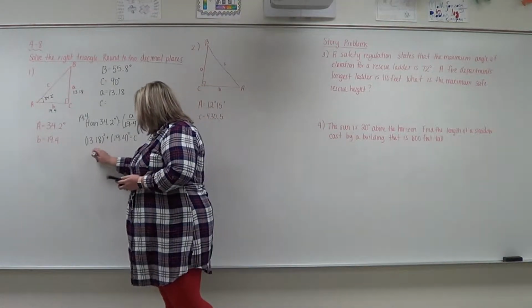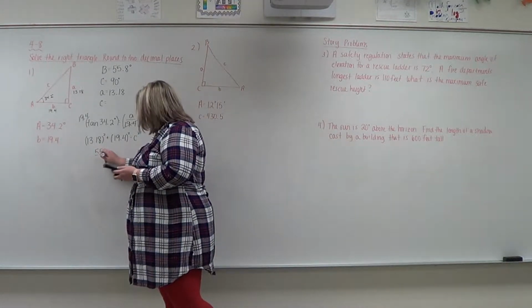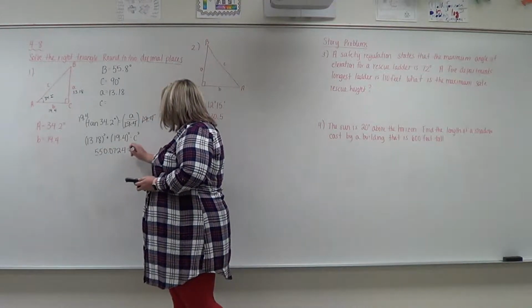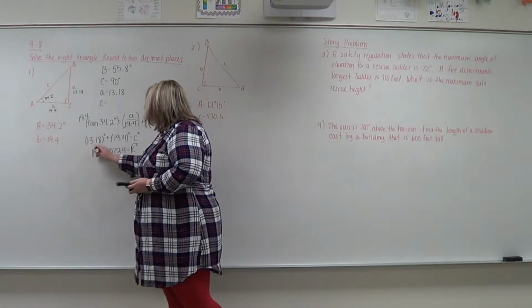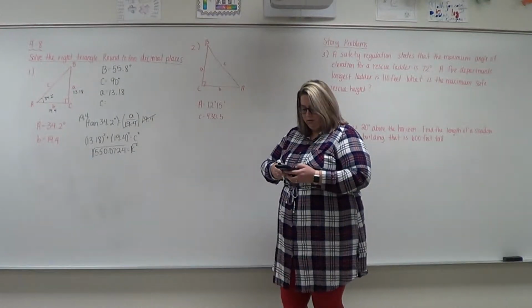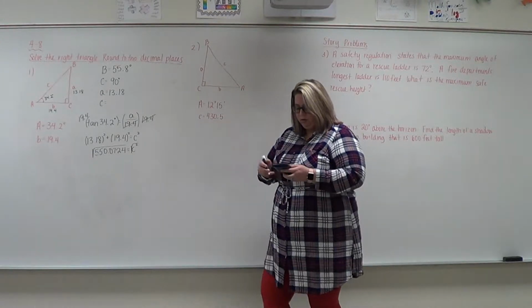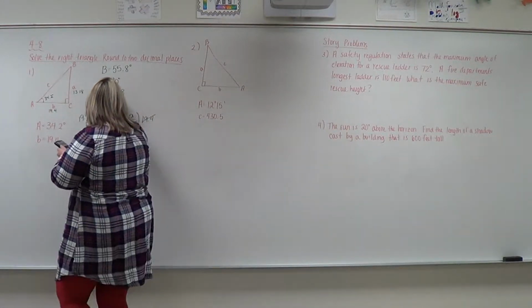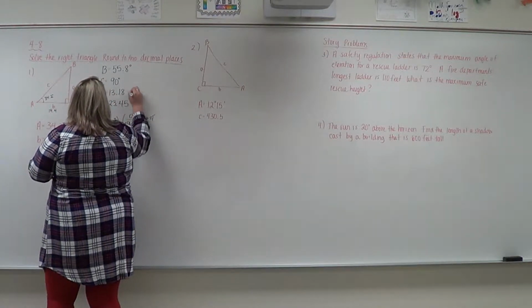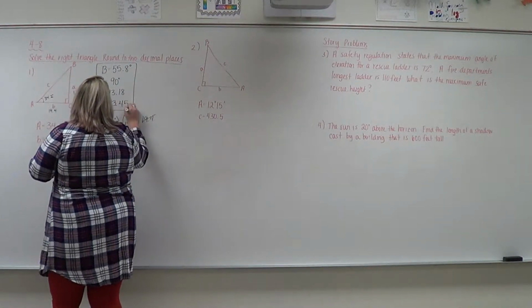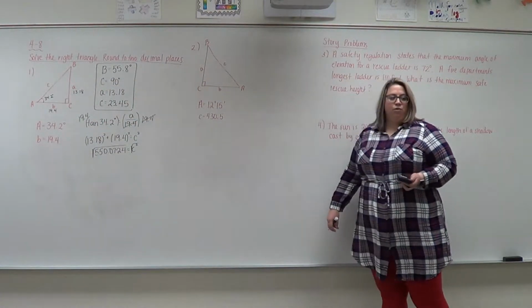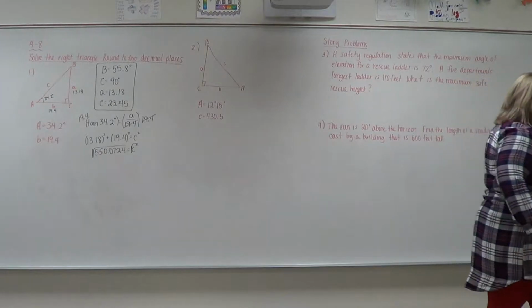So this is 550.0724. That's C squared. So to find C, you do the square root. Since we're doing triangles, everything's positive. So you get 23.45. And since C is your right angle, you don't have to put capital C in there if you don't want to.